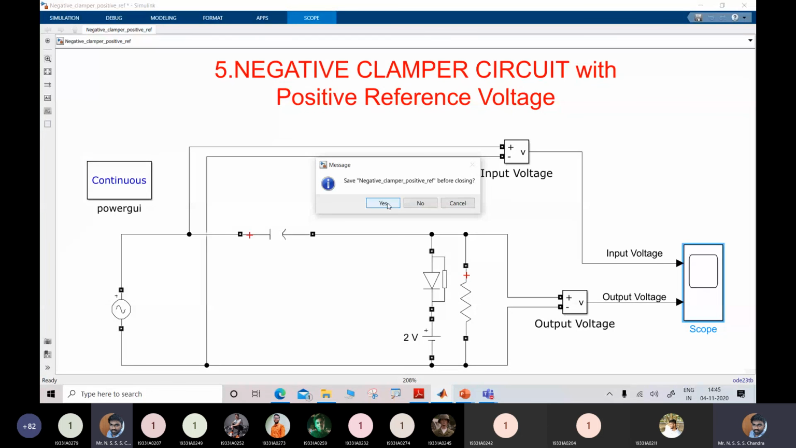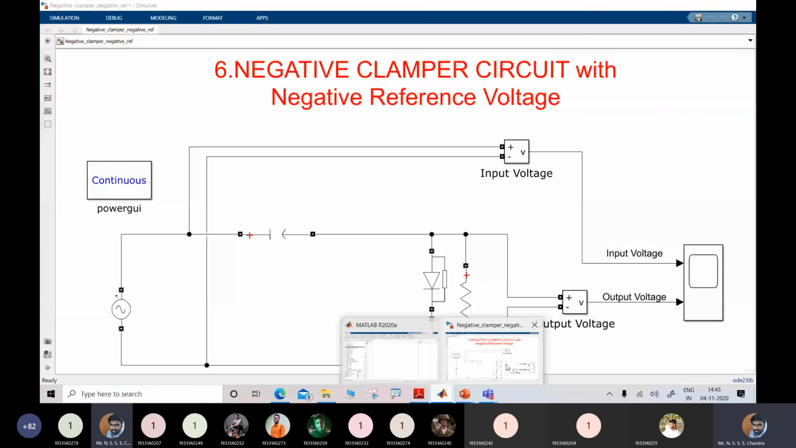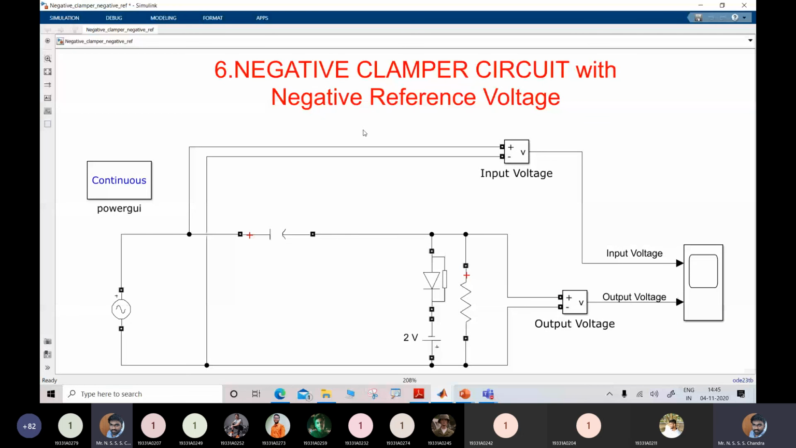Now the final circuit, I have a negative clamper circuit with negative reference voltage. Here it will be minus 10 minus 2, so it is minus 12 volts. So when the voltage is 10 volts, I will be observing the output minus 2 volts. When the voltage is minus 10 volts, I will be observing minus 22 volts. So your output voltage will be varying from minus 22 to minus 2 volts.